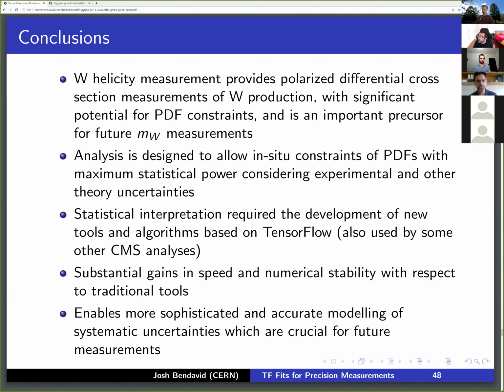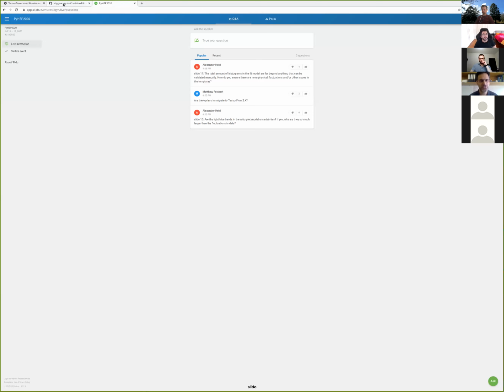Okay, Josh, yeah, thanks very much. I particularly like the fact that you also mentioned, I think, in one slide that you were contributing to codes upstream, which is something we don't do too much in HEP, but we should do more, especially when we're using data science tools. That's very nice to see.